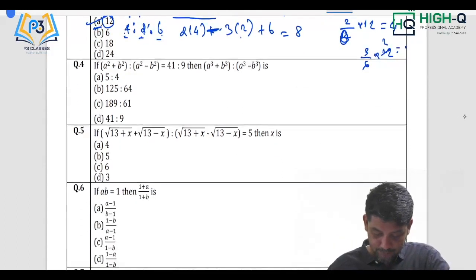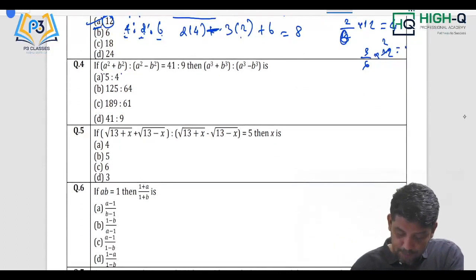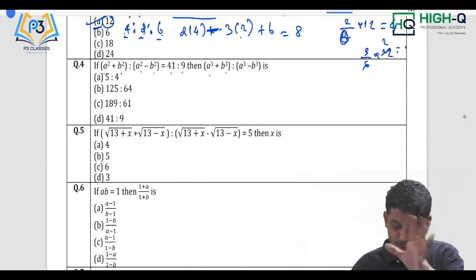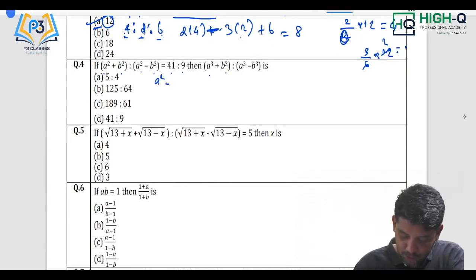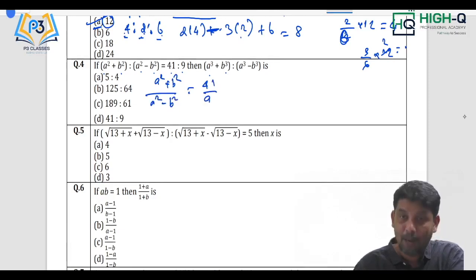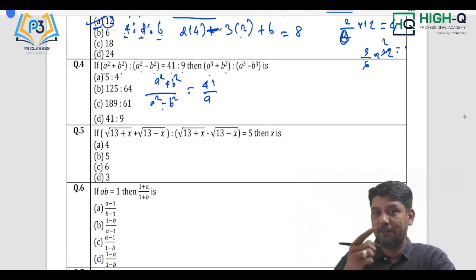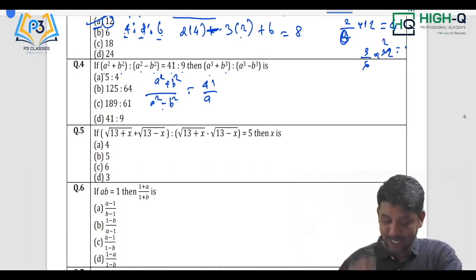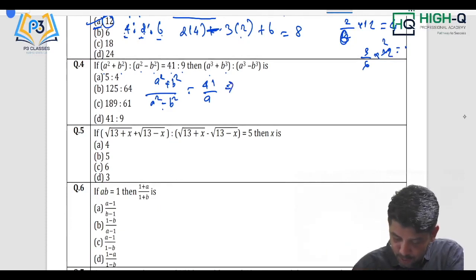Next one. A square plus B square is to A square minus B square equal to 41 is to 9. Then find A cube plus B cube is to A cube minus B cube. Very simple procedure you follow. A square plus B square by A square minus B square is equal to 41 by 9. Apply componendo and dividendo because here plus minus is there. I told you in the previous sum, when you apply componendo and dividendo, the left hand side will be 2 times the first part divided by 2 times the second part. Directly you can make it. So what exactly are you going to get?